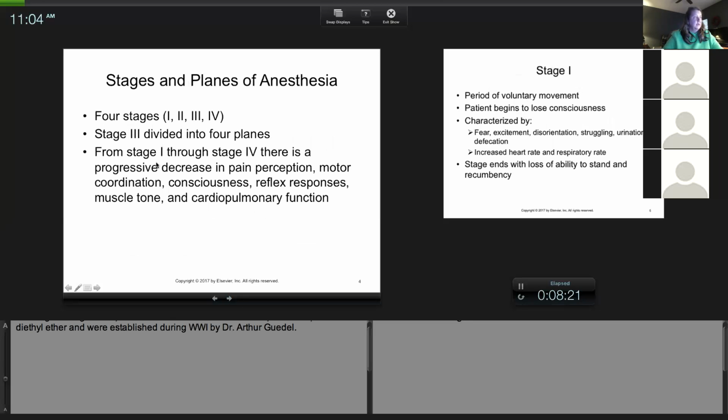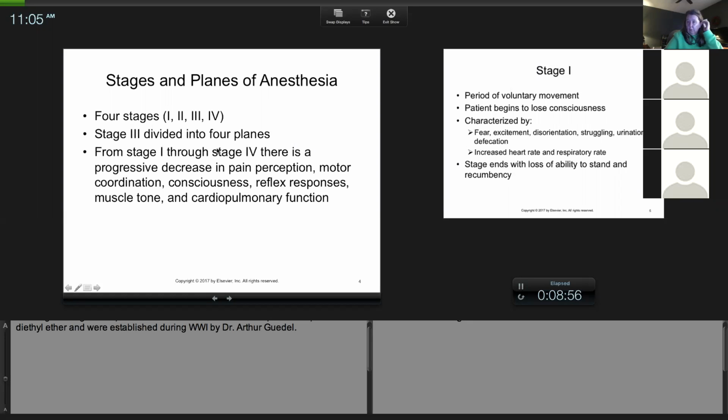So this is kind of the nuts and bolts of what we're talking about. There are stages and planes. There are 4 stages of anesthesia: stage 1, stage 2, stage 3, stage 4. When you get into stage 3, there are 4 planes. So there will be stage 3, plane 1, stage 3, plane 2, stage 3, plane 3, stage 3, plane 4. So within stage 3, there are levels, and then stage 4 is basically we're almost getting ready to check out.